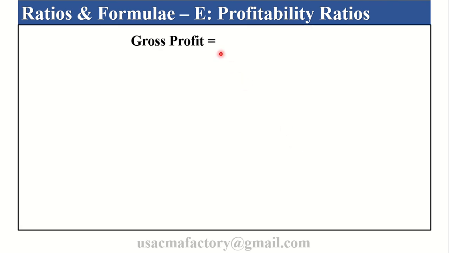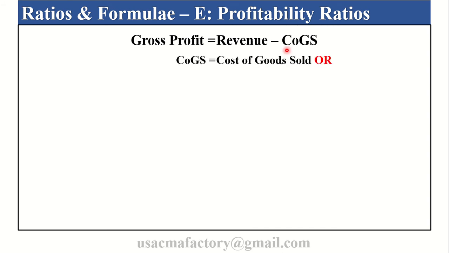Gross profit is equal to revenue minus COGS, cost of goods sold, also known as cost of sales, or also known as cost of revenue.